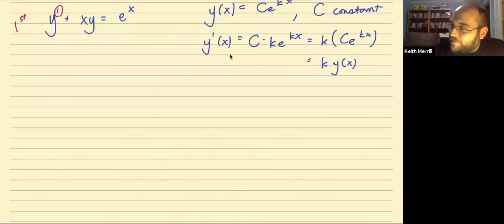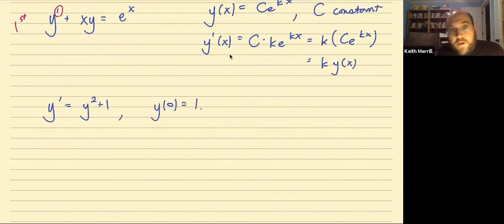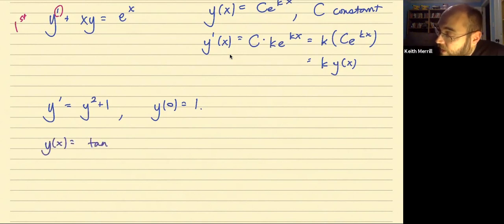So let's look at the following differential equation. Y prime equals y squared plus 1, but we're going to specify that y of 0 should equal 1. Okay, so y prime equals y squared plus 1, and y of 0 equals 1. It turns out that the general solution to this equation is y of x equals tangent of quantity x plus c. Let's actually check that real quick because it's kind of an interesting example.